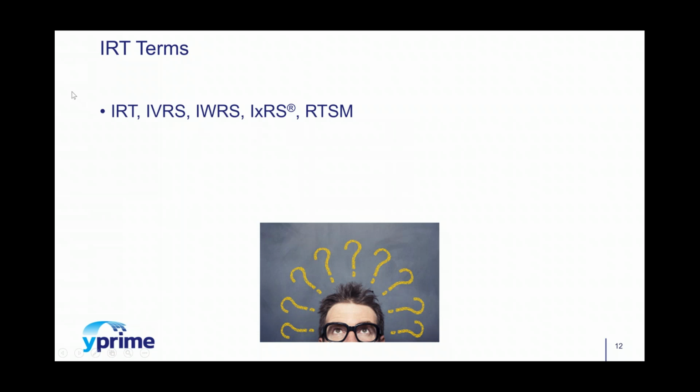First, in our work, our line of business, there are many, many different names for the same thing. IRT, or Interactive Response Technology, means the same thing as IVRS, which is Interactive Voice Response Systems, IWRS, Interactive Web Response Systems, IXRS, which is a trademarked term, and RTSM, which means Randomization and Trial Supply Management. All the same thing, just with different names.